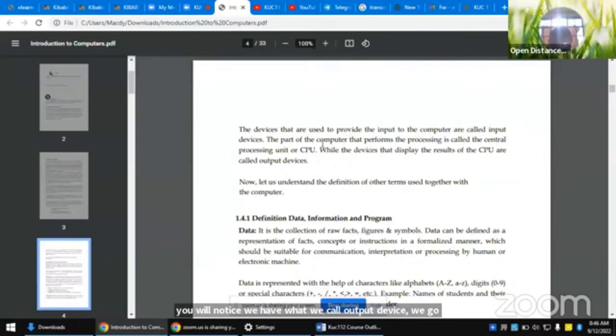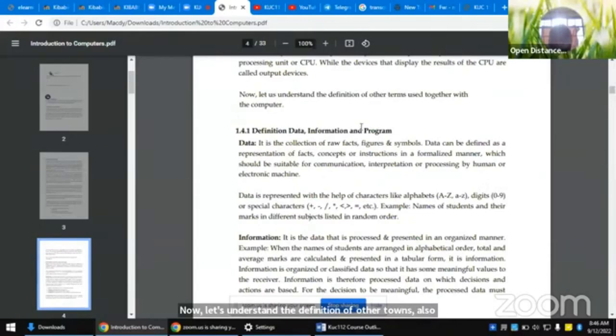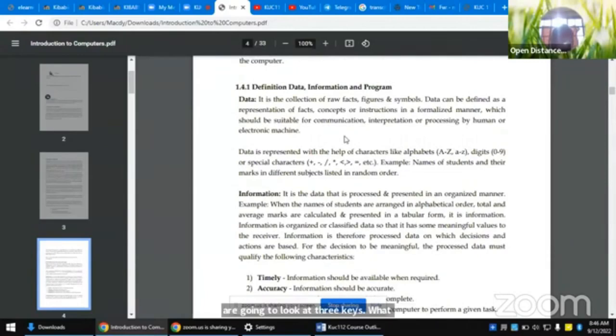Now let's understand the definition of other terms also used together with the computer. And for this, we are going to look at three key issues: what is data, what is information, and what is a program. So it's very important that we look at this area.